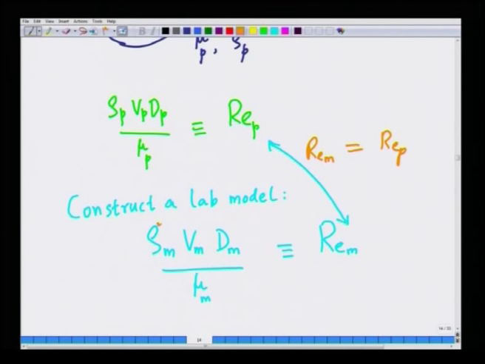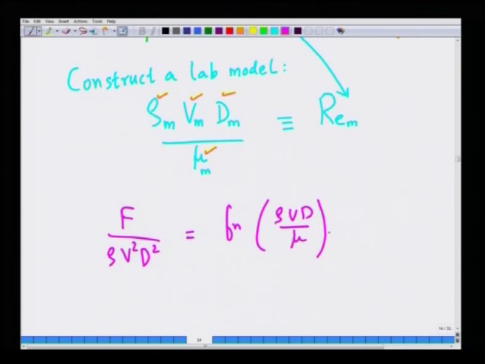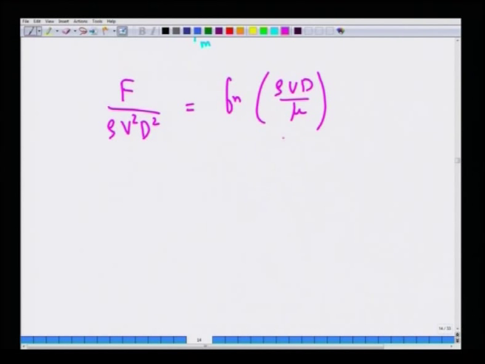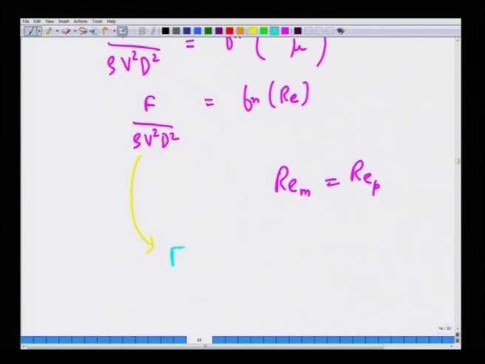That is, you should choose these values rho, v, d, mu such that the Reynolds numbers of the model and prototype are the same. Then what dimensional analysis is going to tell you, which we will show shortly, is that F by rho v squared d squared is a function only of rho v d by mu. If that is the case, then once you fix the Reynolds number, the non-dimensional drag force on an object is a function only of Reynolds number. Since we have fixed the Reynolds number of the model to be the same as that of the prototype, what this equation is telling us is that F by rho v squared d squared for the model should be the same as F by rho v squared d squared for the prototype.